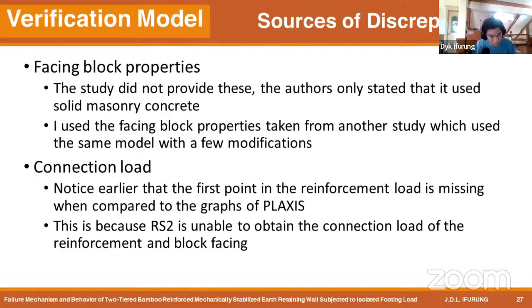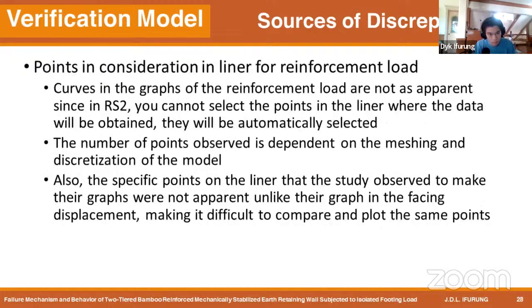The graphs earlier for reinforcement load is missing the first point since in RS2, it is unable to obtain the connection load of the reinforcement and block facing. Curves in the graphs of the reinforcement load are not apparent since in RS2, you cannot select the points in the liner where the data will be obtained. They will be automatically selected. The number of points observed is dependent on the meshing and discretization of the model. Also, specific points in the liner that the study observed to make their graphs were not apparent, unlike the graph in the facing displacement, making it difficult to compare and plot the same points.